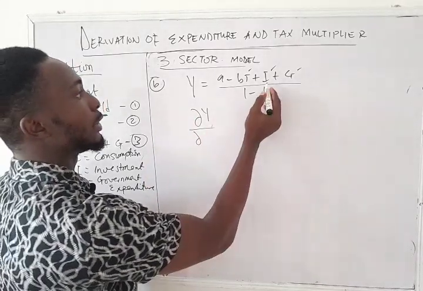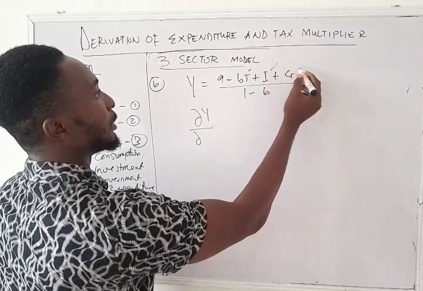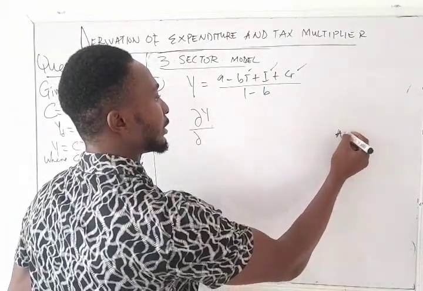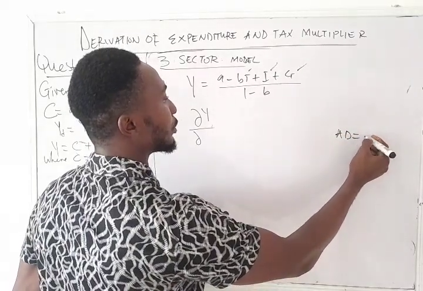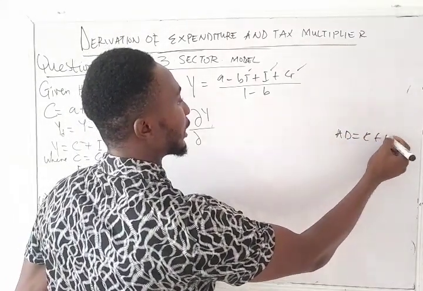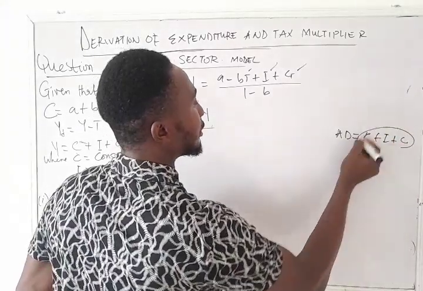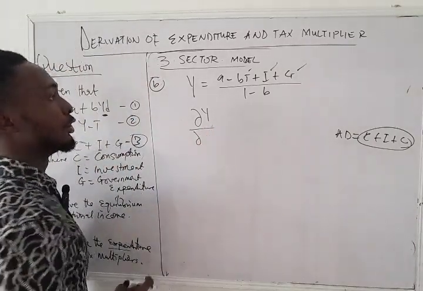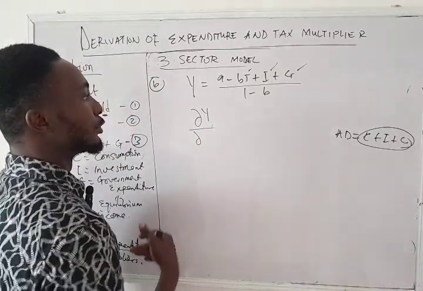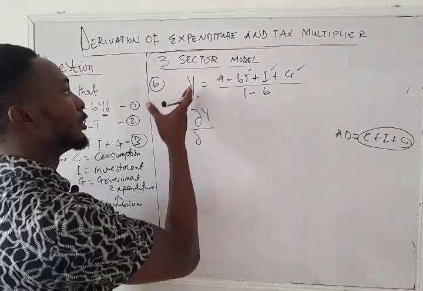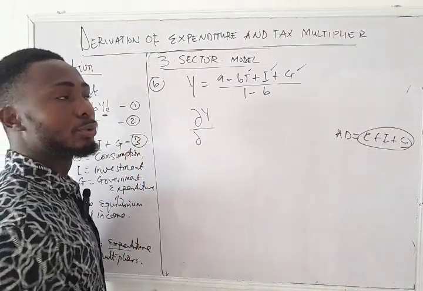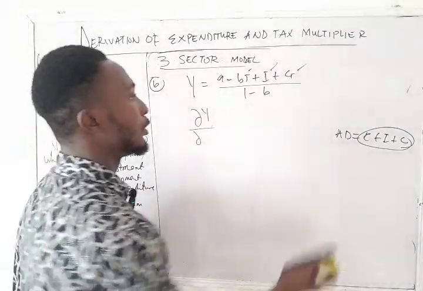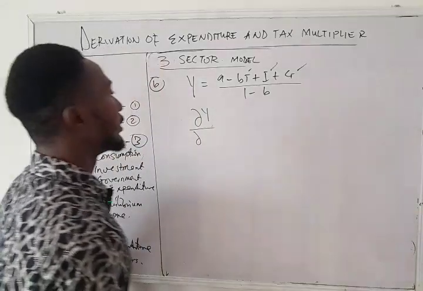So if we are looking at the expenditure multiplier, we are looking at investment and government expenditure, because the aggregate demand or aggregate expenditure, like we said before, is equal to C plus I plus G. So these are the components. If any of these change, then we are going to have a change in national income. That is what the multiplier measures. From here, we can now get the multiplier.